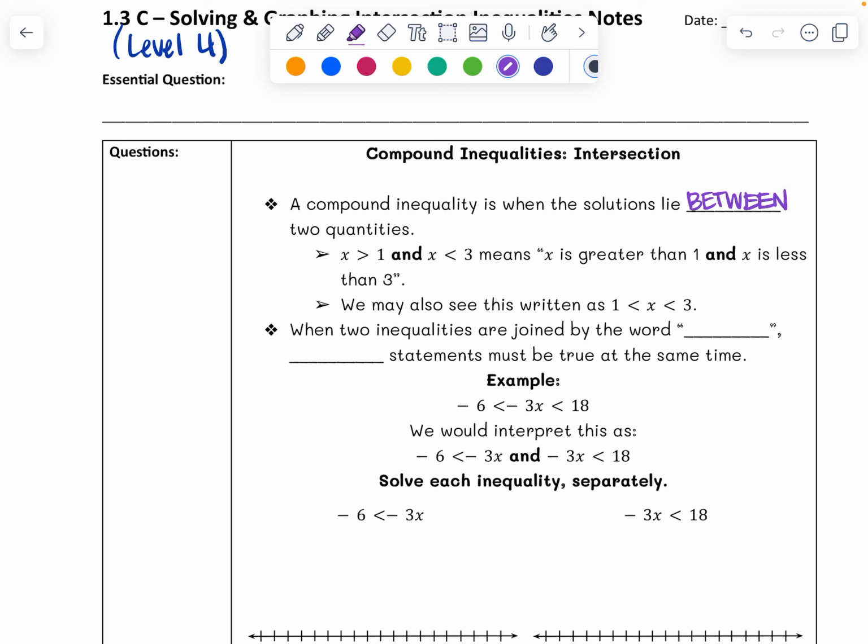So when you see an inequality written like this, it means x is greater than 1 and x is less than 3. You may also see it written like this. They mean the same thing. When two inequalities are joined by the word and, both statements must be true at the same time.